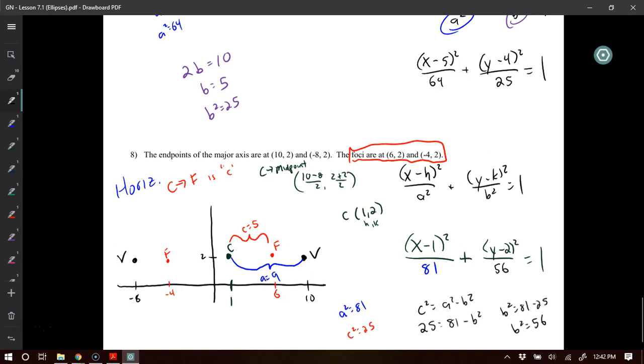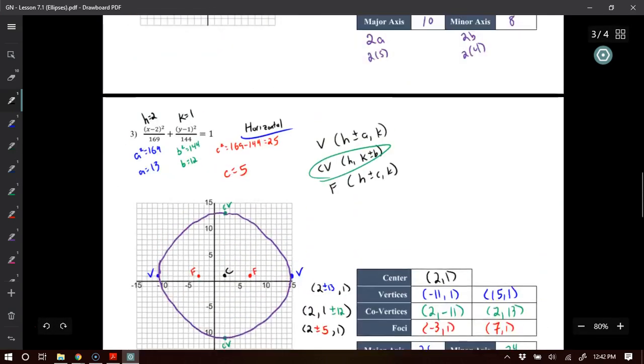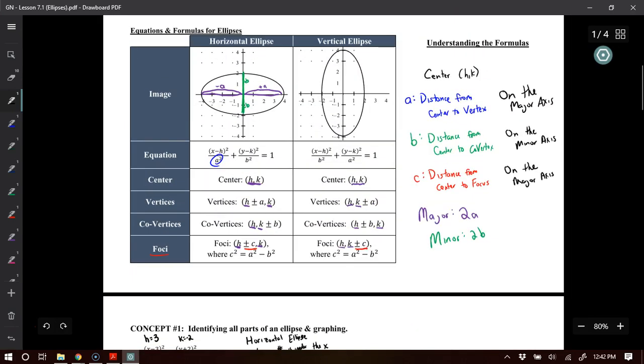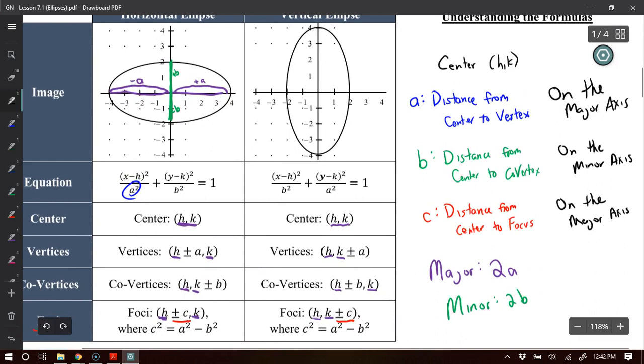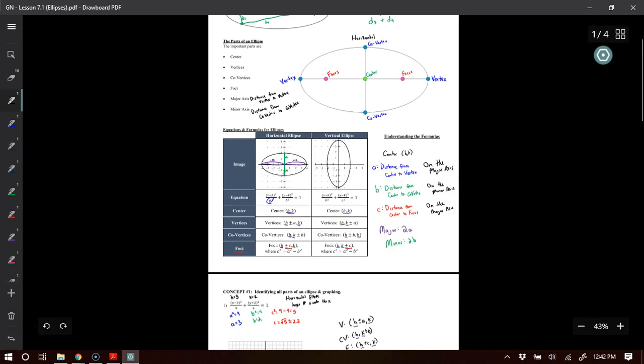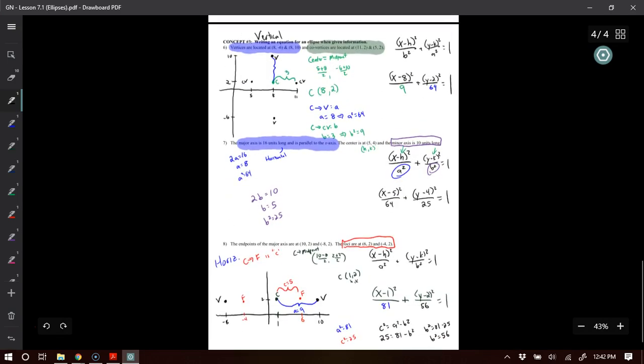So always have that formula sheet out. Always go through and look at it. Above all, if you ever need to find something, you can go to the formulas. But I strongly, strongly believe it is important for all of you to understand what each letter visually means. What does a mean? What does b mean? What does c mean? So this is the lesson for ellipses. If you have any questions, please feel free to reach out.